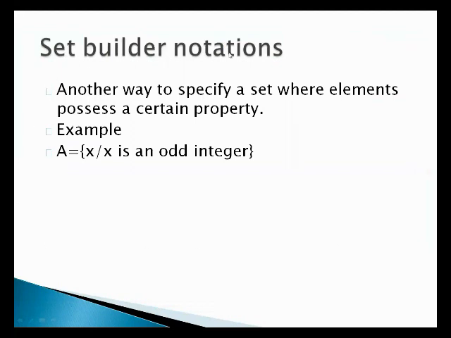Now set builder notation is another way to specify a set where elements possess a certain property. Example: A is equal to x such that x is an odd integer.